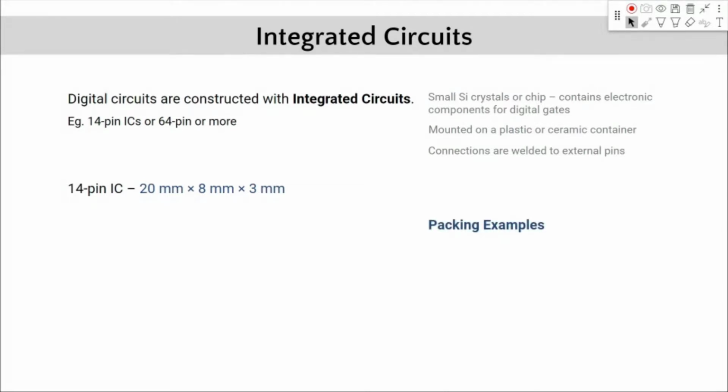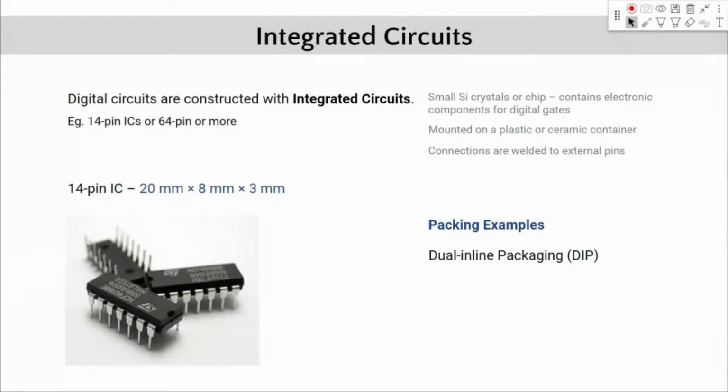And there are various types of packaging that ICs use. For example, dual inline packaging, DIP. This we have discussed in class earlier. This is how your typical DIP packaging looks like. So there is literally a dual line of connections, like a symmetric structure of connections, right? So typically, this is a 14-pin IC.